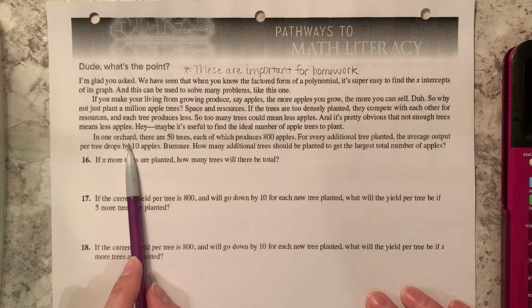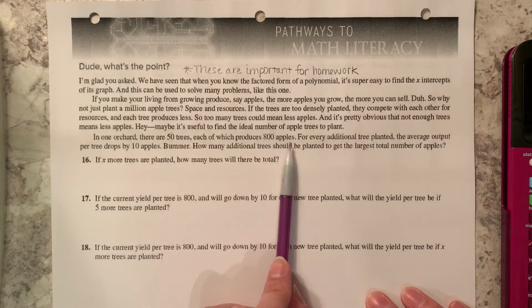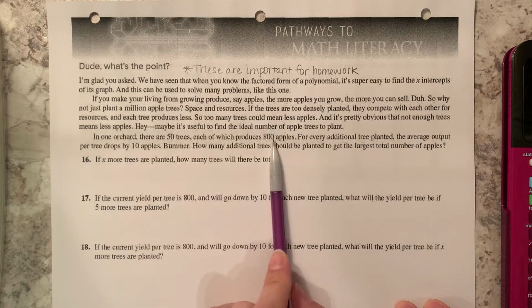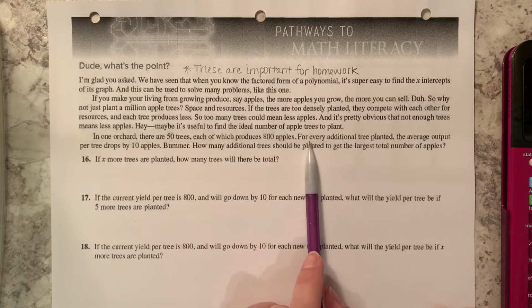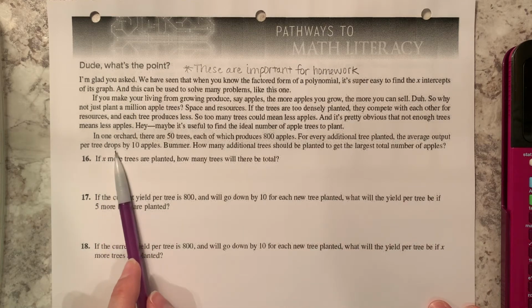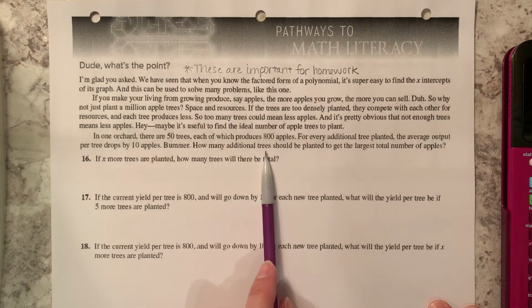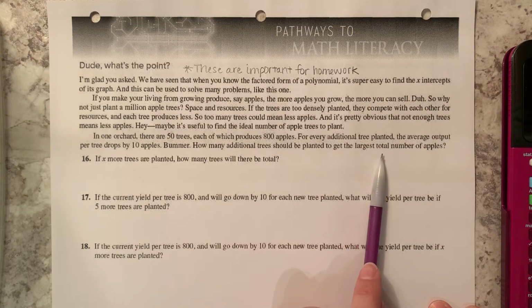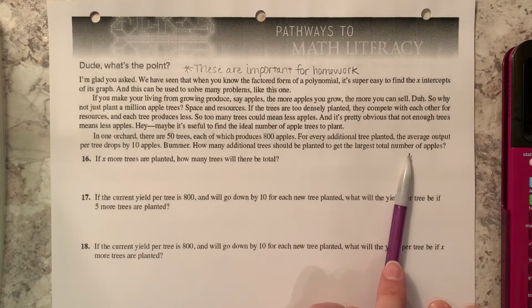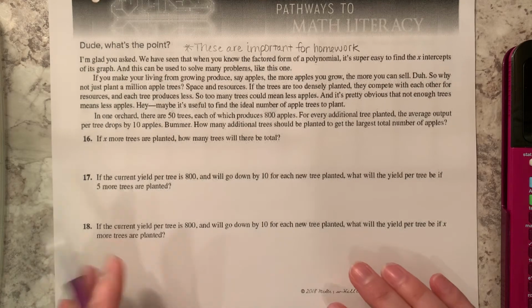So in one orchard, there are 50 trees, each of which produces 800 apples. So 50 trees, but each tree produces 800 apples. For every additional tree planted, the average output per tree drops by 10 apples. Bummer. How many additional trees should be planted to get the largest total number of apples? Well, that's a big question. That's a loaded question. So the textbook takes us through it step by step, okay?